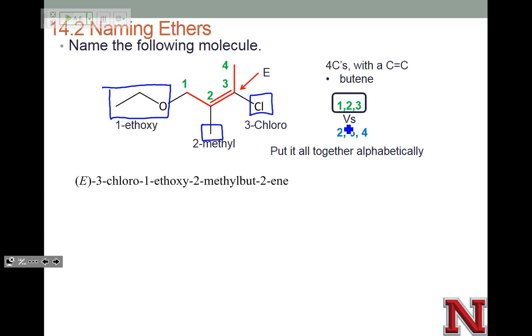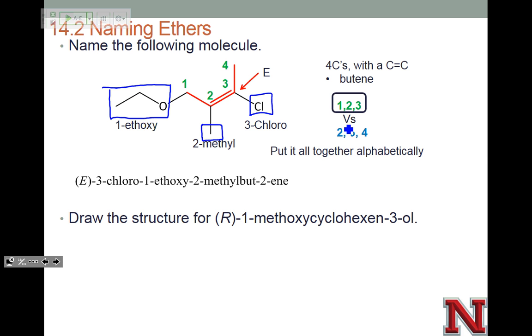So when we have a more complicated ether, you're treating it just as a substituent, and the substituent is the OR, and it's named based on the amount of carbons it has. Now remember, this isn't a propoxy. We're not counting the oxygen. We're just counting the amount of carbons. There's 2 carbons, so it's an ethoxy.